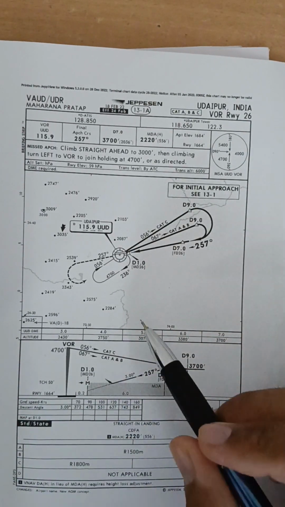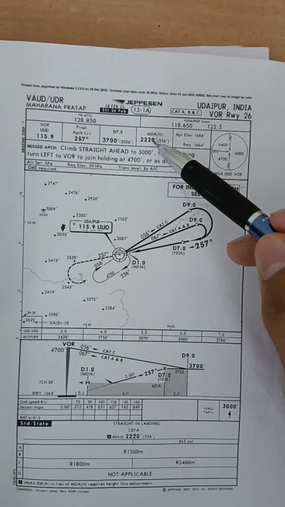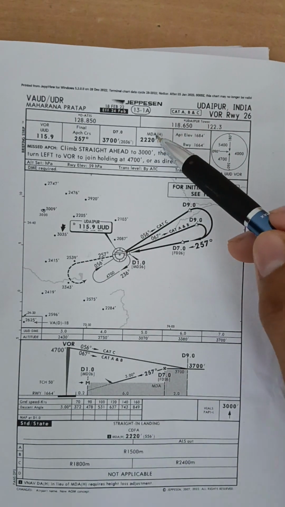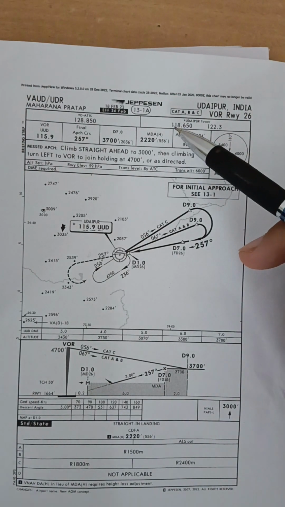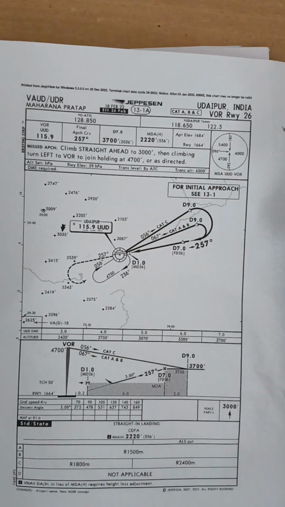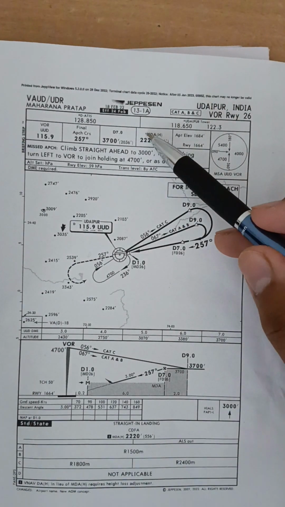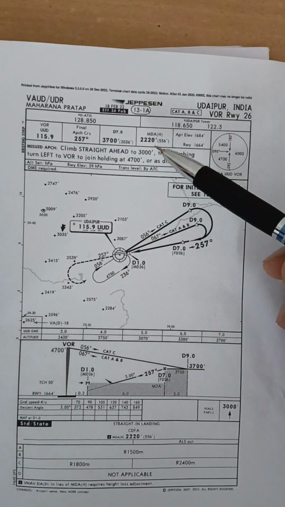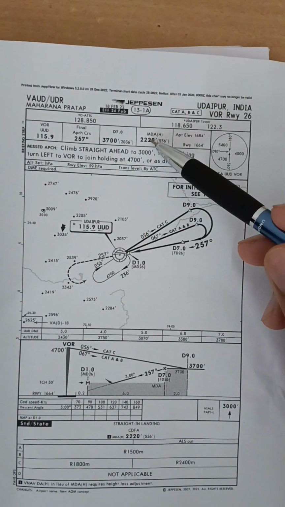Now once you come for the approach, you have your minimas here, 2220. Okay, MDA, which is your minimum decision altitude or minimum descent altitude. Decision altitude, as we discussed before, is used for a precision approach, whereas when it becomes MDA, that's a non-precision approach, so it becomes a minimum descent altitude. Height is obviously from the ground level, altitude from the mean sea level. So minimum descent altitude 2220 feet.